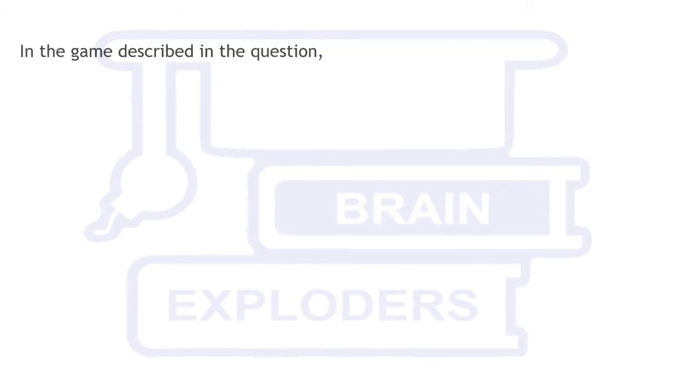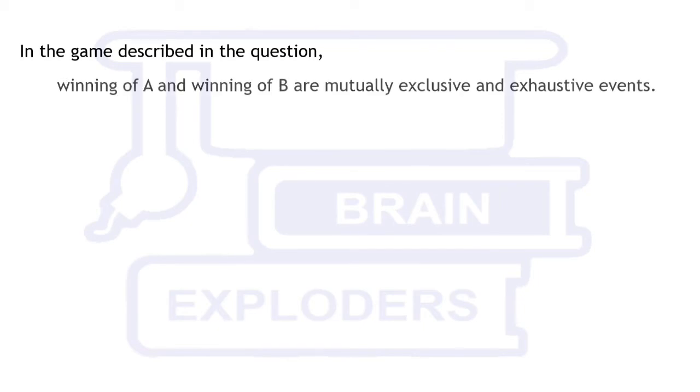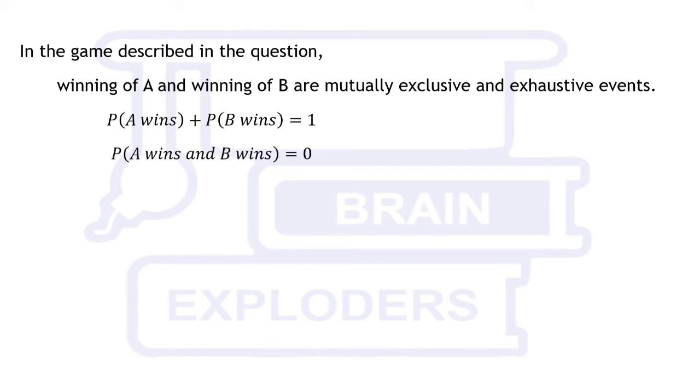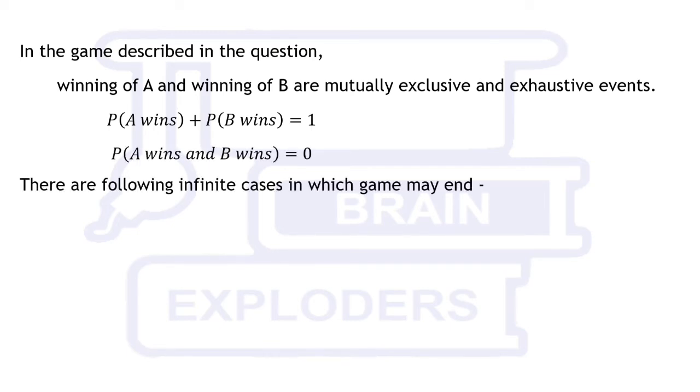In the game described in the question, winning of A and winning of B are mutually exclusive and exhaustive events. So, probability that A wins plus probability that B wins is equal to 1, and probability that A and B win together is equal to 0. There are infinitely many cases in which the game may end.